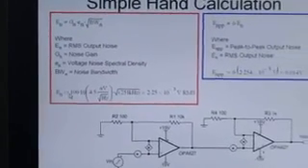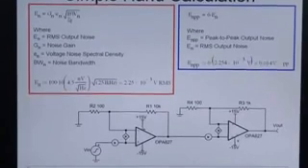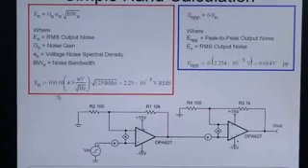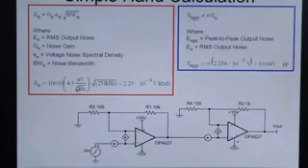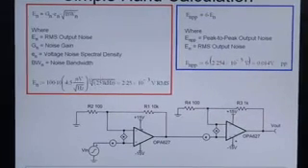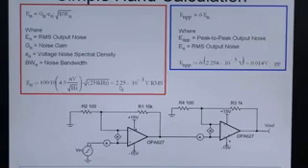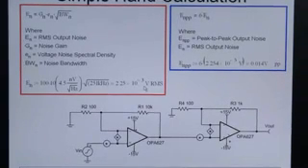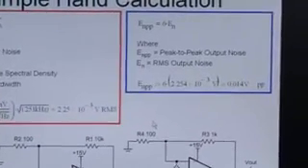So here's the basic equation. We multiply the gain by the spectral density times the square root of the bandwidth. If you look at this, the gain of the first stage is 100, the second stage is 10. From the data sheet, we have 4.5 nanovolts per root hertz, and the bandwidth is 251 kilohertz. Multiplying that all out, we get 2.25 millivolts RMS. The peak-to-peak can be estimated by multiplying by 6, and that's about 14 millivolts peak-to-peak.